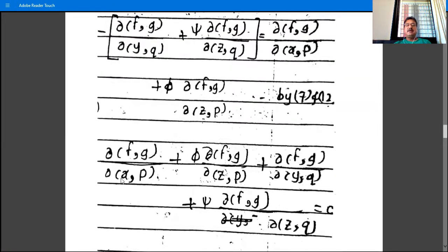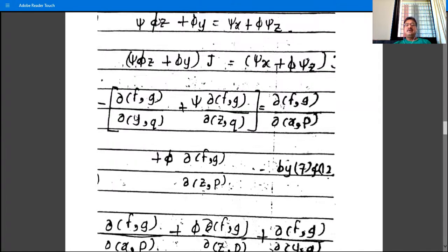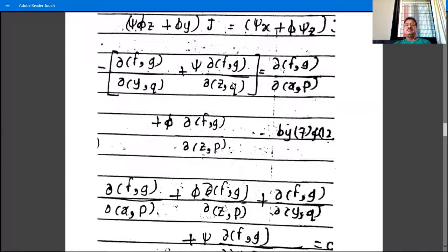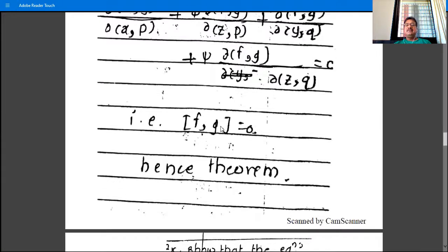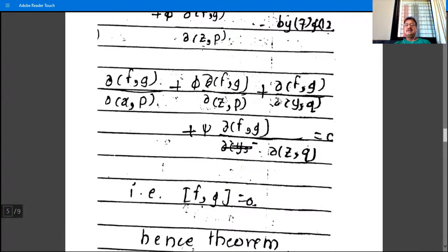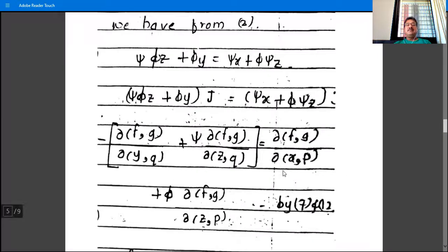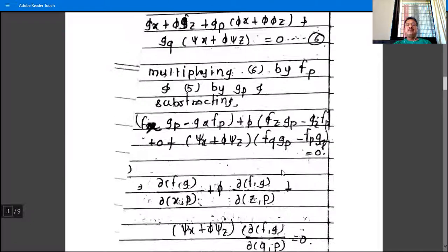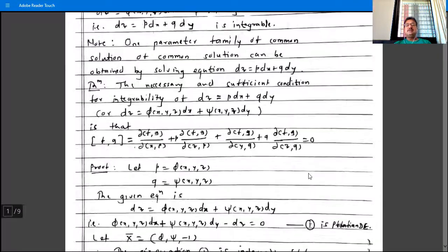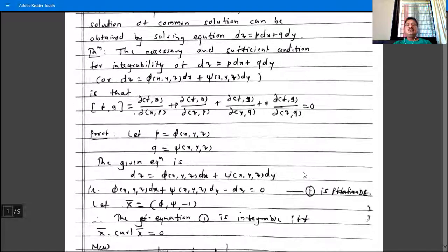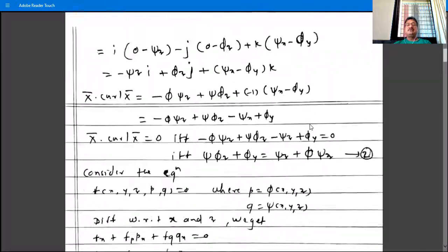shift all those negative terms to the RHS and exchange the LHS and RHS. We have ∂(f,g)/∂(x,p) plus phi ∂(f,g)/∂(z,p) plus this term ∂(f,g)/∂(y,q) plus this term. After shifting the minus, it becomes plus ∂(f,g)/∂(z,q) is equal to 0, and this is [f,g] is equal to 0. That is what we wanted to show: this condition is equal to 0. Hence the theorem. That is, if this is equal to 0, then the equation dz is equal to p dx plus q dy is integrable. That is what we wanted to show.